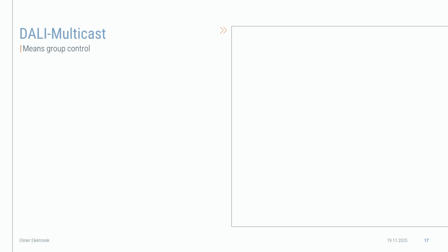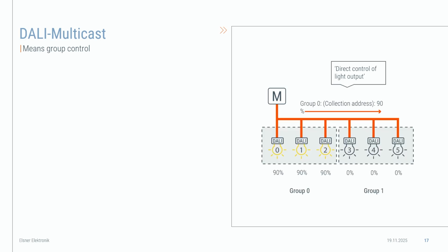A DALI multicast. This is another feature in DALI 2. This allows you to control only specific groups of devices on the line. So you can dim, switch, or recall scenes for that group and get feedback on a status or error.